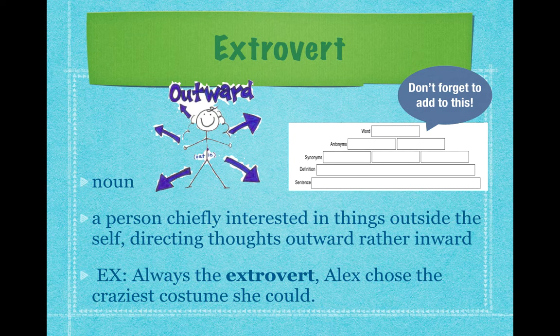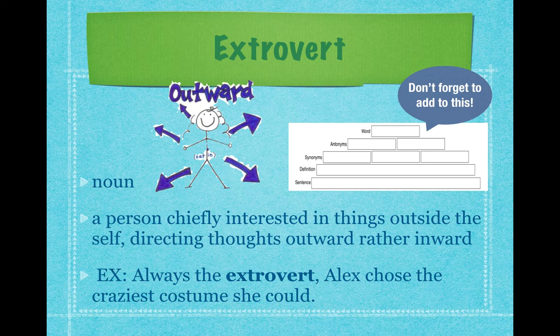Extrovert is the word, which is actually an antonym for a word that we learned earlier on this year. And if you can look at the definition, you'll probably figure out what that word is. So extrovert is a noun, and it is a person who's interested in things outside of themselves. These people direct their thoughts outward rather than inward. So at this point, you've probably realized that this word, extrovert, is the opposite of the word introvert, which we learned a few lessons ago, which was a person who directed their thoughts inward. An extrovert directs their thoughts outward.